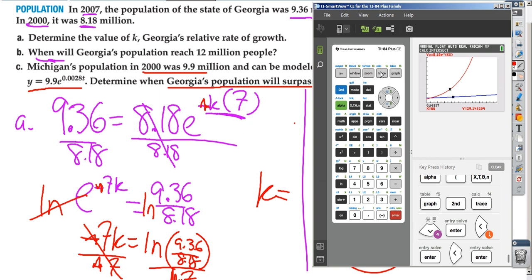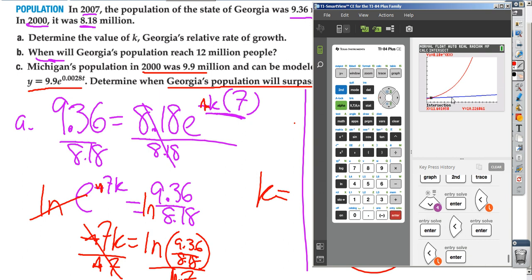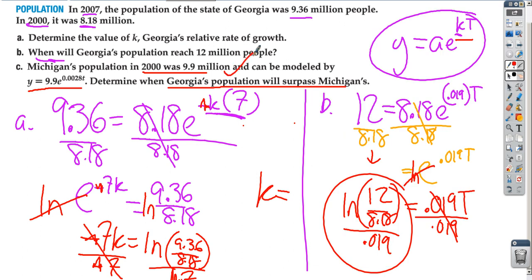It's on the red line, I press enter. I'm going to go pretty close to that right there. And it looks like x equals 11.6. So after 11.6 years, so sometime in 2012, 11 years after 2000, that's when Georgia's population will surpass Michigan's, right around the year 2012, which was obviously in the past, so we'd have to double check that. But off the top of my head, I'm not sure what those populations are.